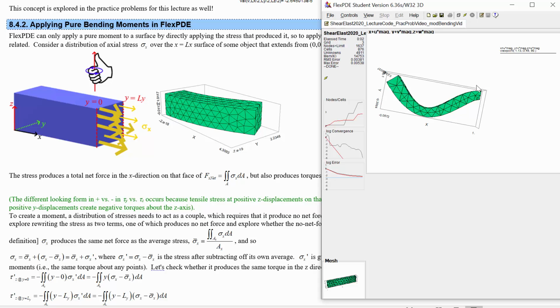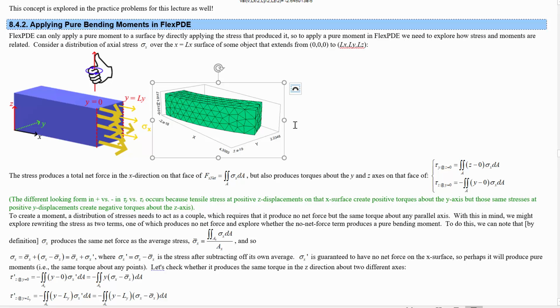We did this by applying a load in the vertical direction on the top of the beam rather than actually applying a bending moment at one end. So we can't actually put the beam into pure bending and solve those things from the first part of lecture notes from this week, until we figure out how to apply a pure bending moment in FlexPDE.